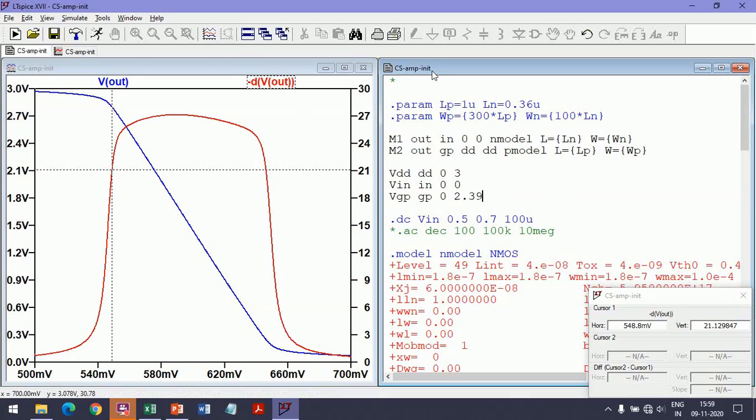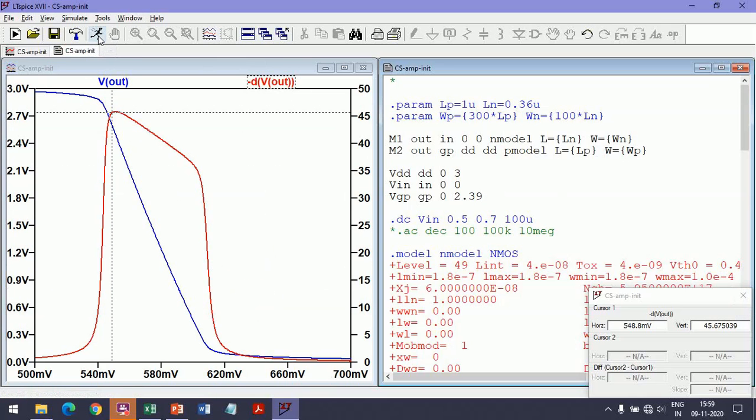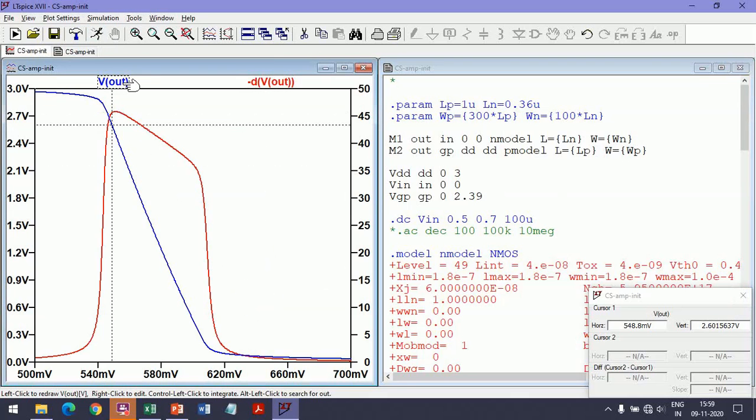Now I'm going to run this again and see what the gain comes out to be, and then change the lengths again. So let us see. The output voltage has to be at 2.8 volts. So I have to get the voltage at which the output is 2.8. So around here, 544.1 millivolt is the input. At this voltage, the gain, so I click here, is 34.